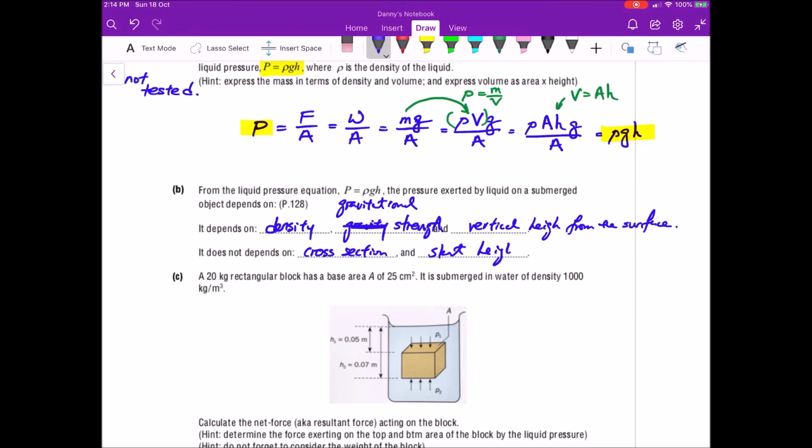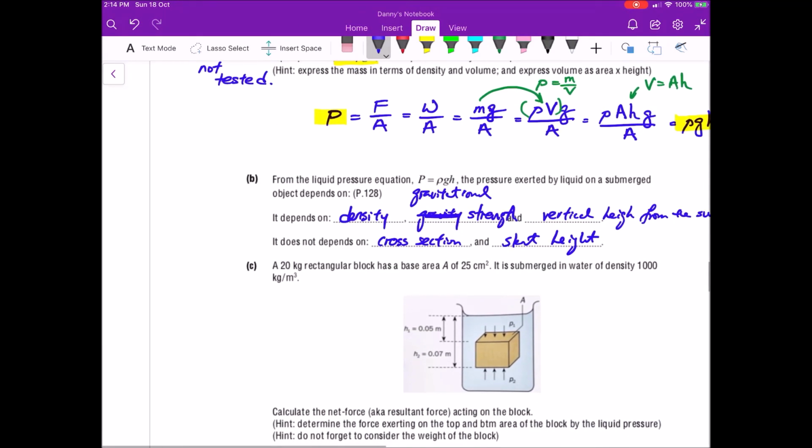So you may ask me, what is slant height? Well, for example, if you do this, and then if you do this, if the liquid level is the same, then the pressure underneath is the same. So it does not depend on this thing. This is called slant height. What is called vertical height? Vertical height is this.